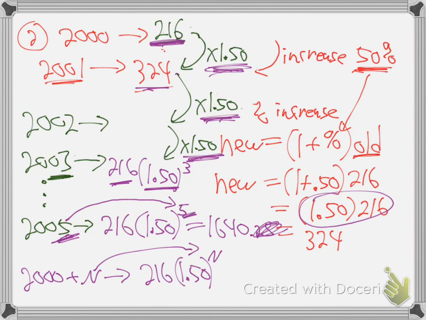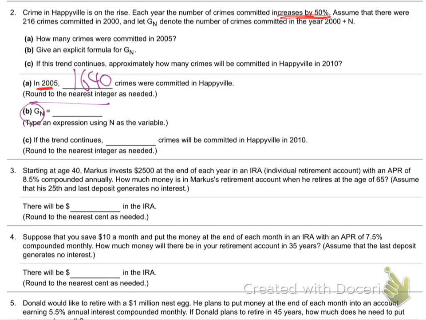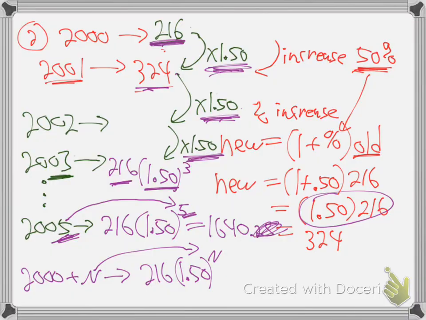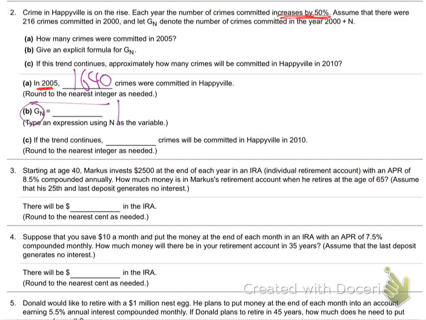They're asking for the formula? Yep. That makes sense? Just the same pattern. What was the question? It was find this formula, the 2000 plus n years. So n years after 2000 is going to be, just pop the n right there. See the pattern? Whatever the number is after 2000, put it on the 1.50, because you just multiply by 1.50 every time to increase 50% every time. So that would be this answer here. So it's 216 times 1.50 to the n. All right.